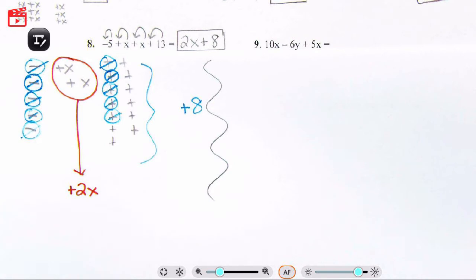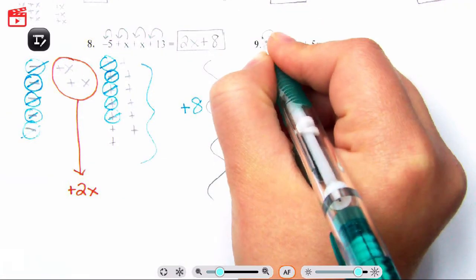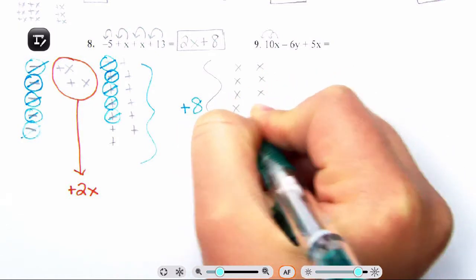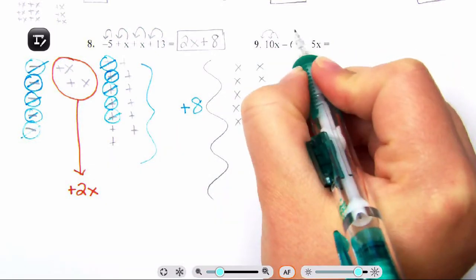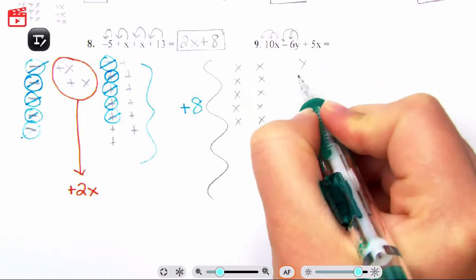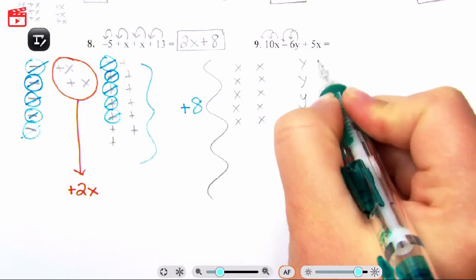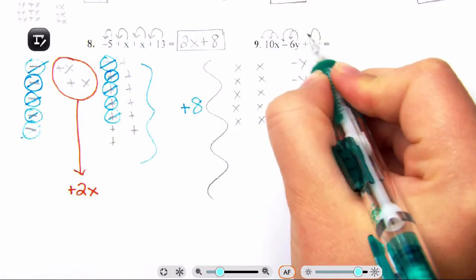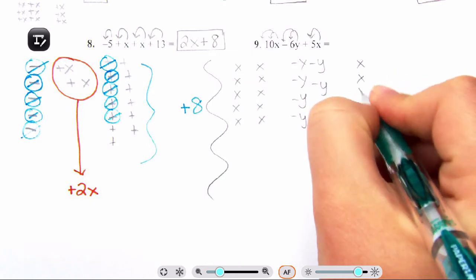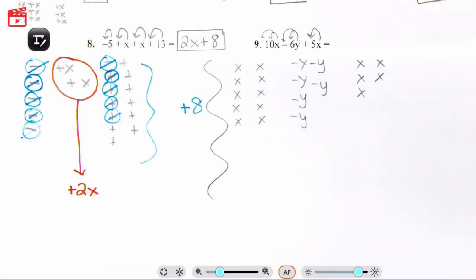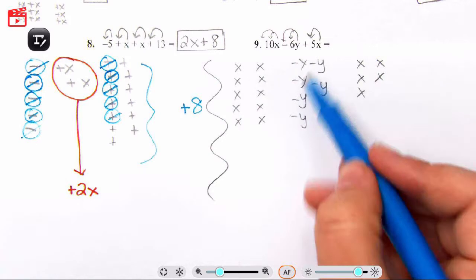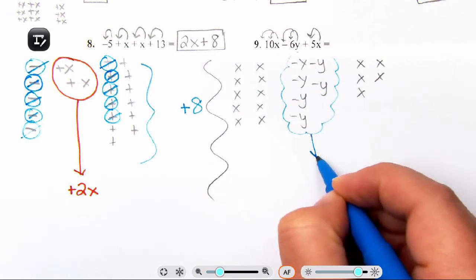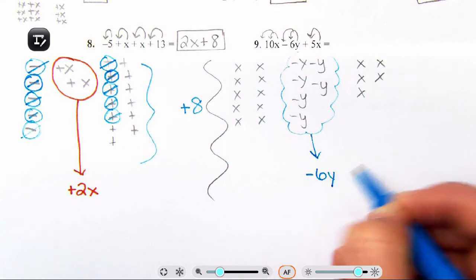Let's go ahead and do this one. I have 10 x's that are plus. I have 6 y's that are minus. And I have 5 x's that are plus. Okay, so what can we combine? Well, I only have this section of y's, so there's no other y's for me to combine, so I still have my minus 6 y's.